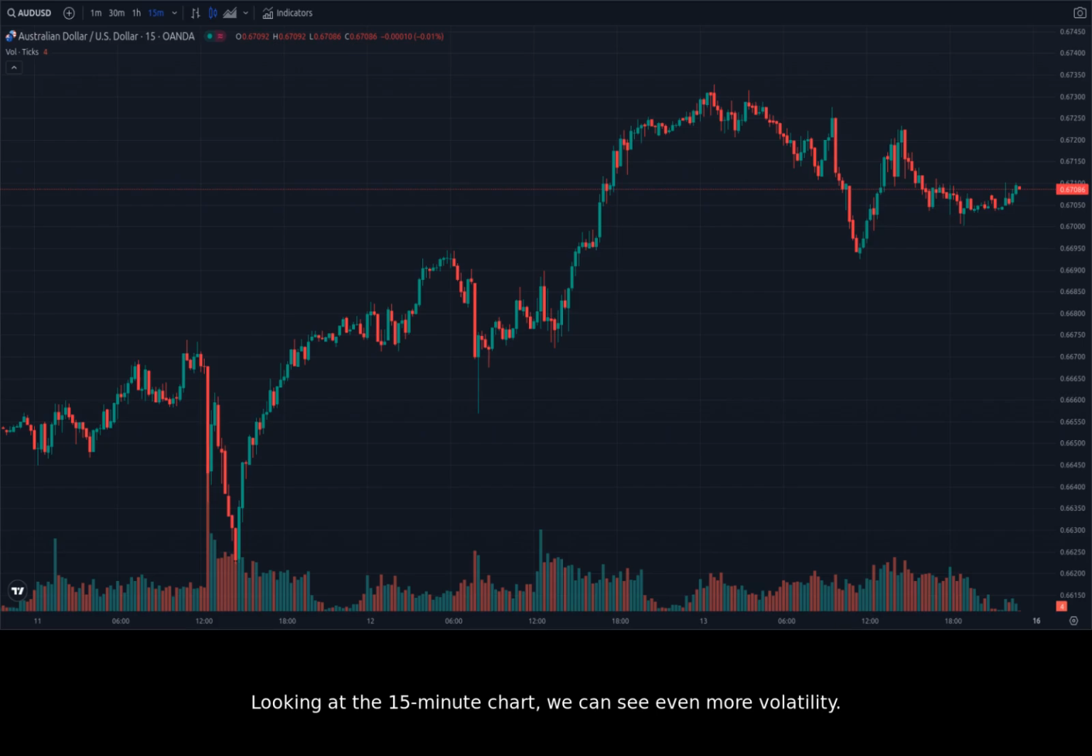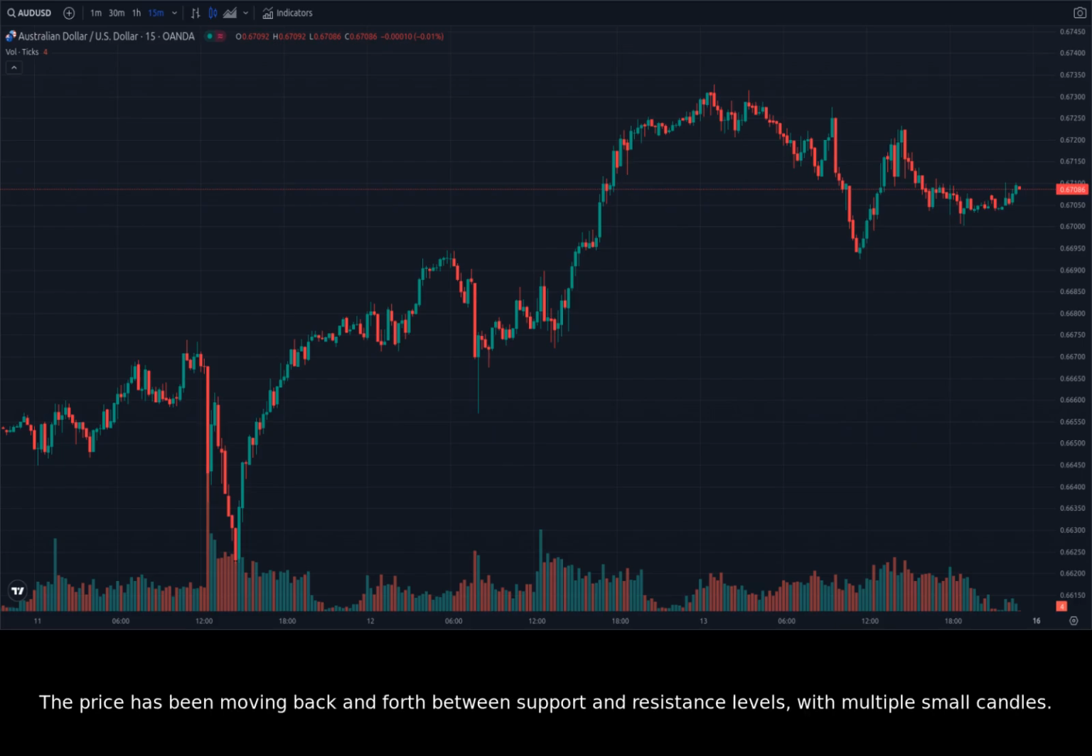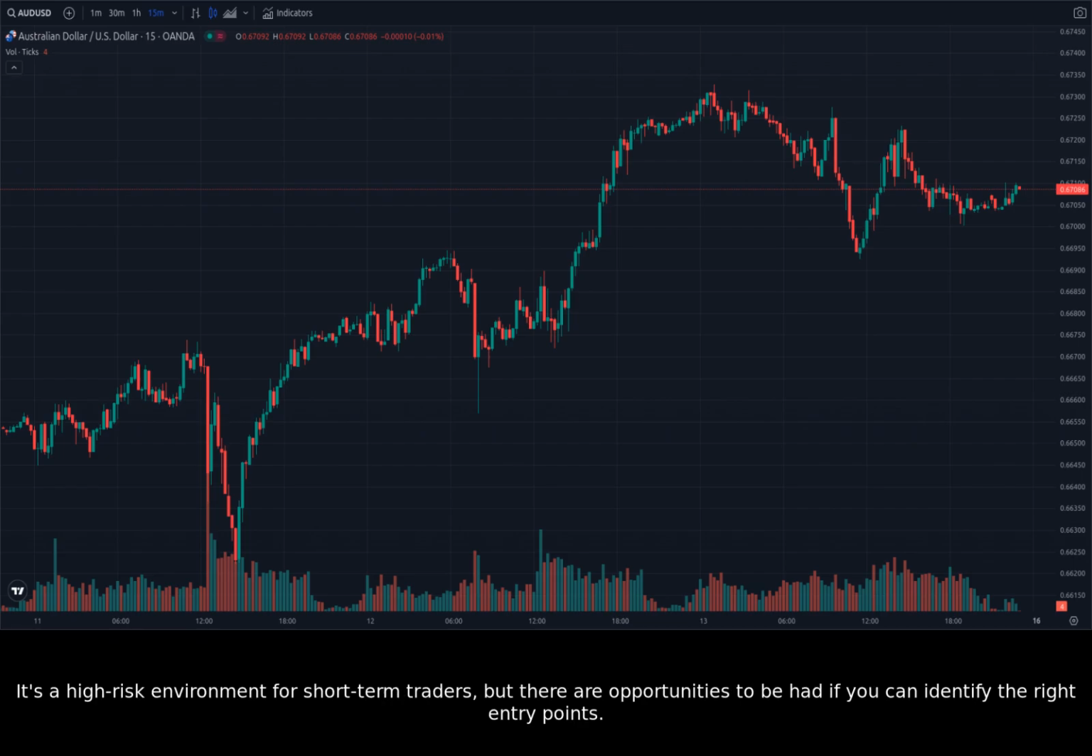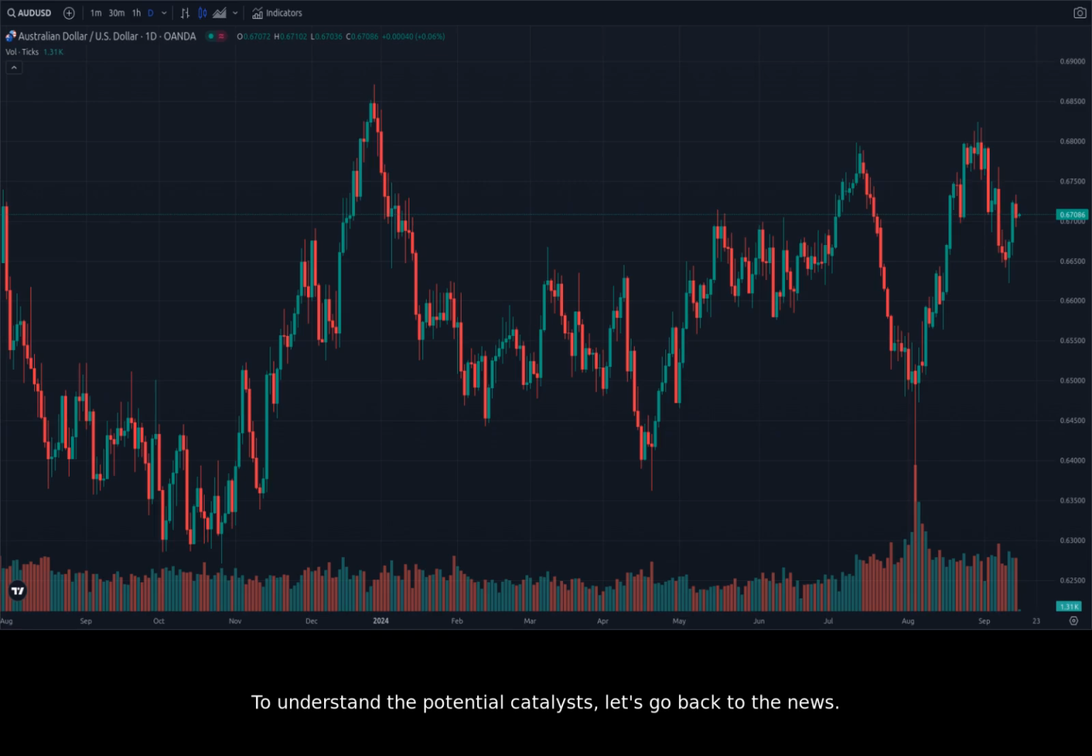Looking at the 15-minute chart, we can see even more volatility. The price has been moving back and forth between support and resistance levels, with multiple small candles. This is classic chop, suggesting that the market is waiting for a catalyst to break out in either direction. It's a high-risk environment for short-term traders, but there are opportunities to be had if you can identify the right entry points. To understand the potential catalysts, let's go back to the news.